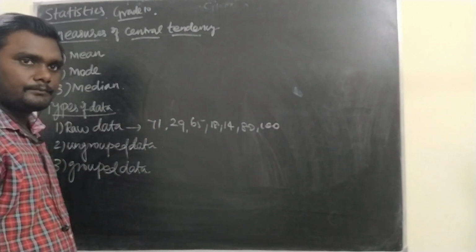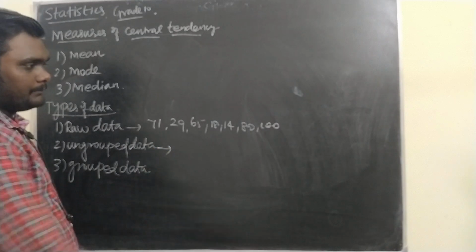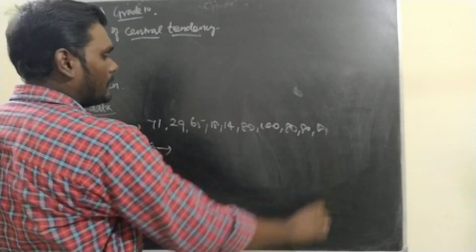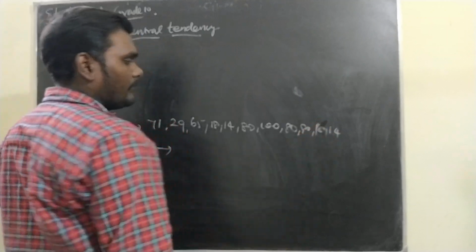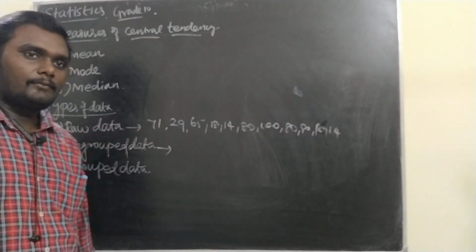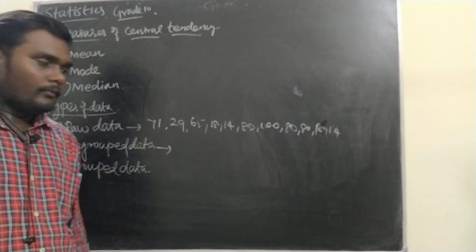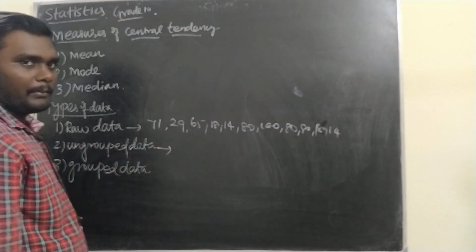And ungrouped data. Ungrouped data in the sense, see, another person says 80, another person says 80, another person says 18, another person says 14. Like this. Now here clearly you can notice that one number is repeated several times. Does it repeat or not? 80 repeats, 18 repeats, 14 repeats.